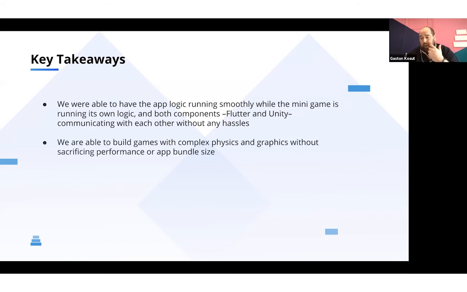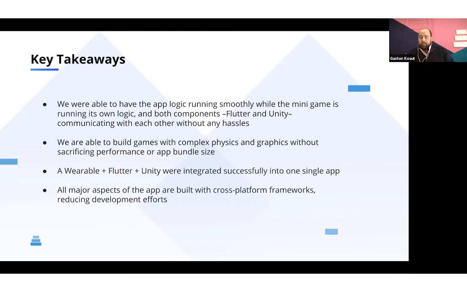Also, as we were using Unity, we could build complex physics games or games with complex graphics and physics. And the important thing here is that we did it without sacrificing the app performance, and even without sacrificing the app size, because of the use of content delivery. So this is another important thing.